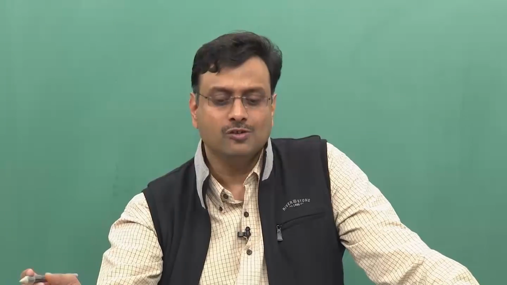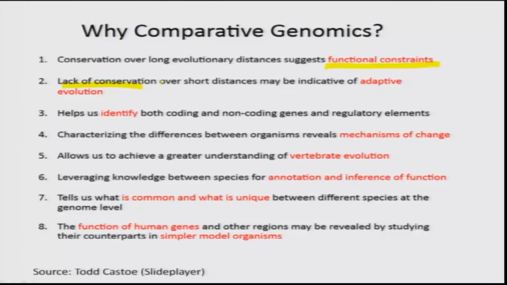Now, if you take species that originally diverged from a common ancestor very recently, and then you do a sequence analysis, you will find short regions of the genome that show a lot of variations. That talks about how the adaptive evolution took place. That is another example. It helps us to identify both coding and non-coding genes and regulatory elements. Again, it is an important aspect.